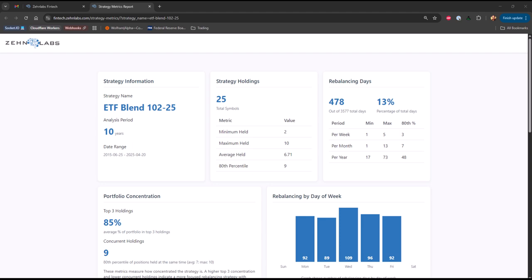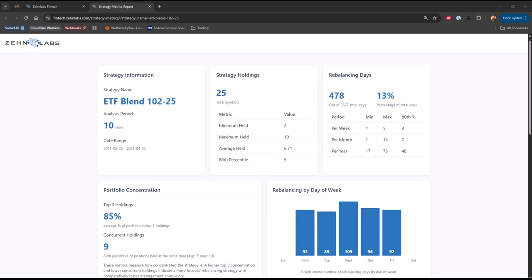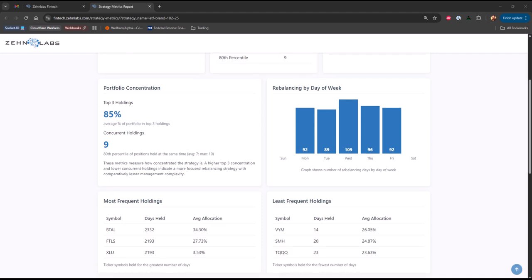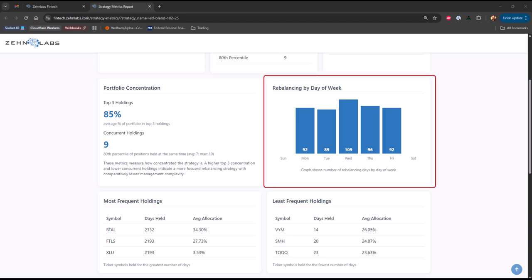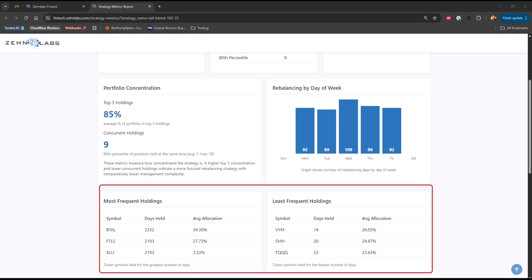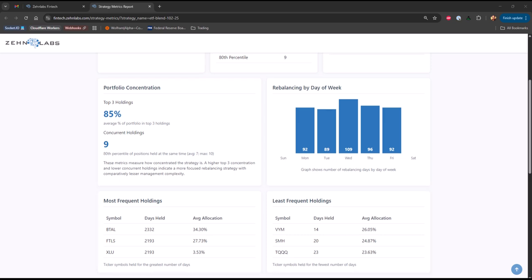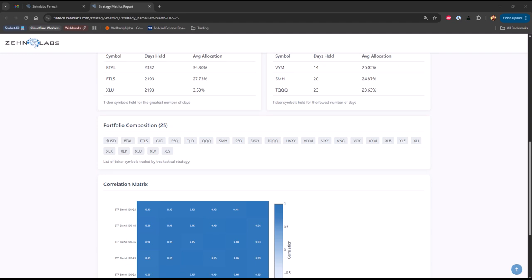Then the first box in the second row shows portfolio concentration metrics. You can read the descriptions of these in the report, but they are aimed to show the complexity of rebalancing. These metrics are nice to have a look at, but our service tries to make it simple for you to rebalance your portfolio when needed by providing the tools necessary to do so. The rebalancing by day of week chart shows how many rebalance events occurred on each day of the week during the analysis period. On the next row, you see which assets were most frequently and least frequently held, along with their respective allocations. The portfolio composition box shows all the symbols that this strategy trades.